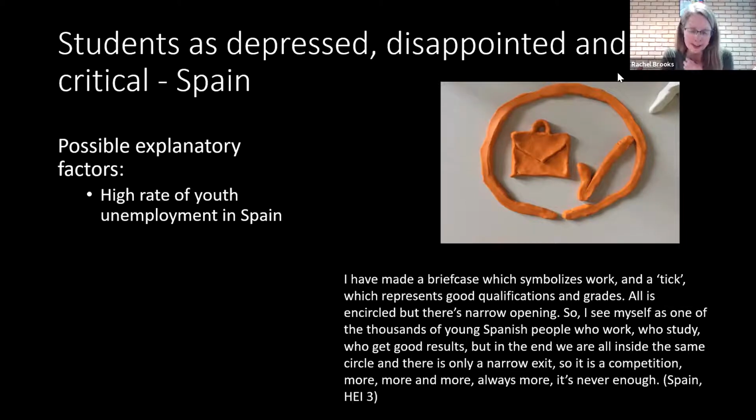And although the quotations on the previous slide don't make specific reference to the labour market, I think it is implicit in their comments about having no idea what to do afterwards and trying to arrive, but it can't. But some participants were more direct, noting that there were insufficient jobs available for all those who graduated with good grades. And I think this is represented quite well in the example that I've put on the slide here. So the student says, "I've made a briefcase which symbolises work and a tick which represents good qualifications and grades. All is encircled, but there's a narrow opening. So I see myself as one of the thousands of young Spanish people who work, who study, who get good results. But in the end, we are all inside the same circle, and there is only a narrow exit. So it's a competition, more and more, always more. It's never enough."